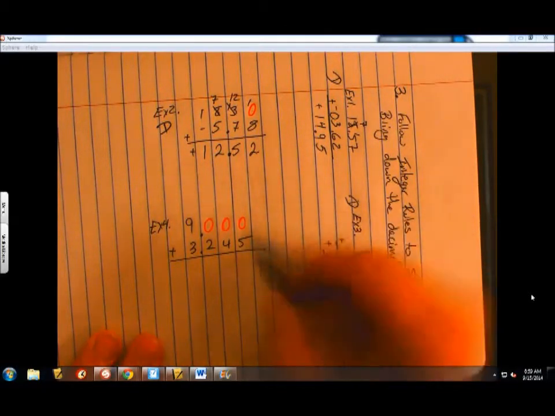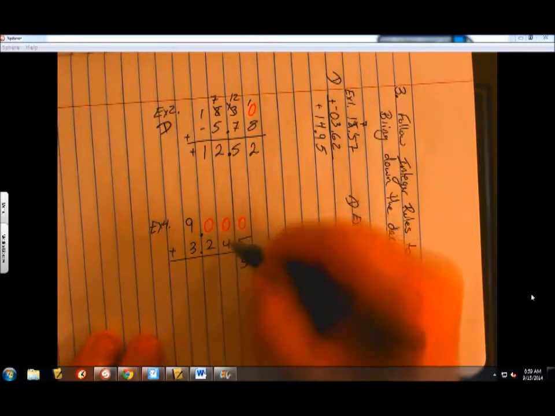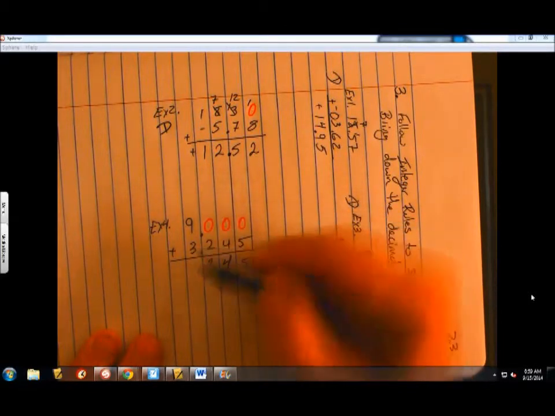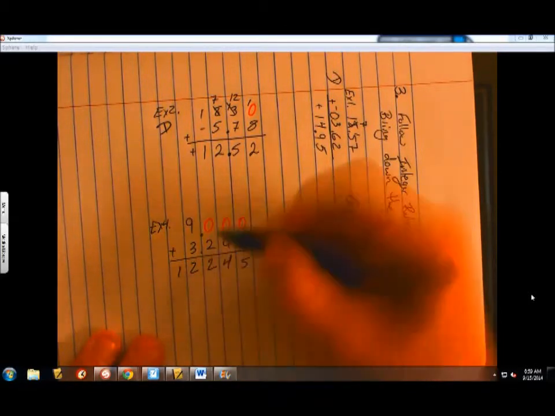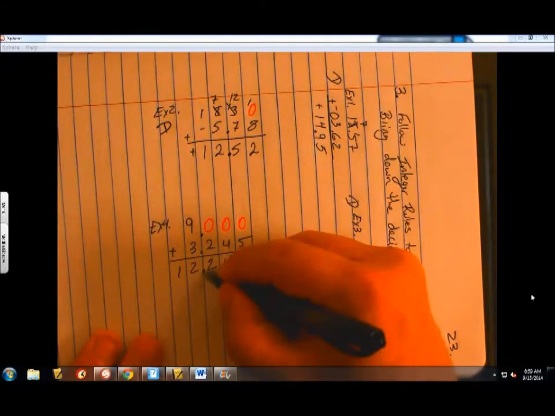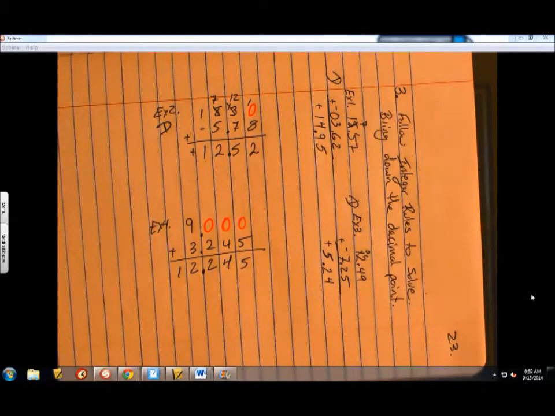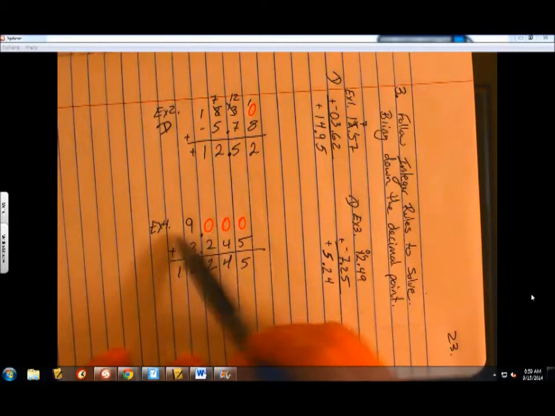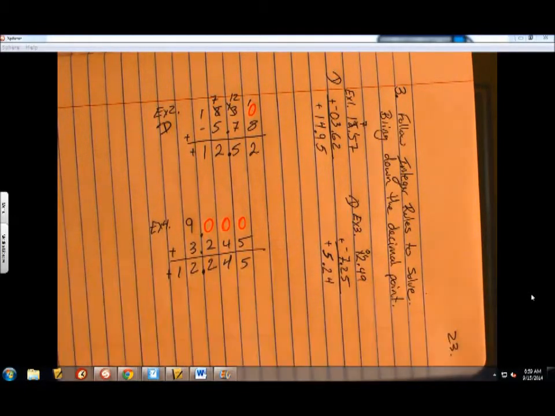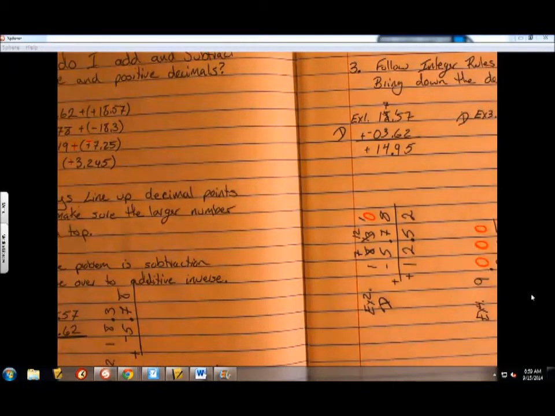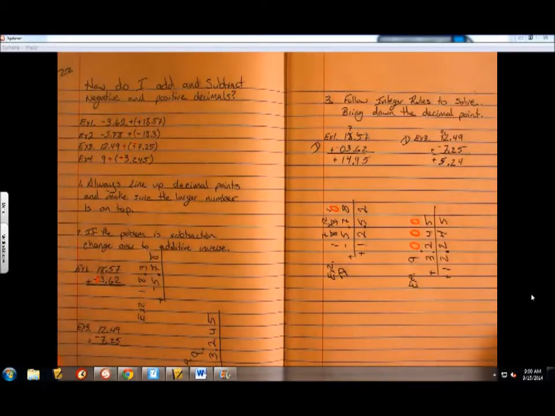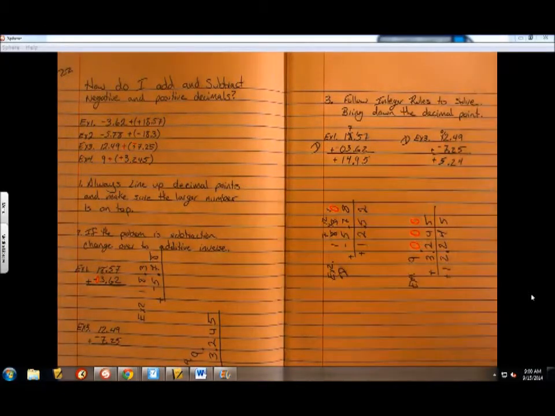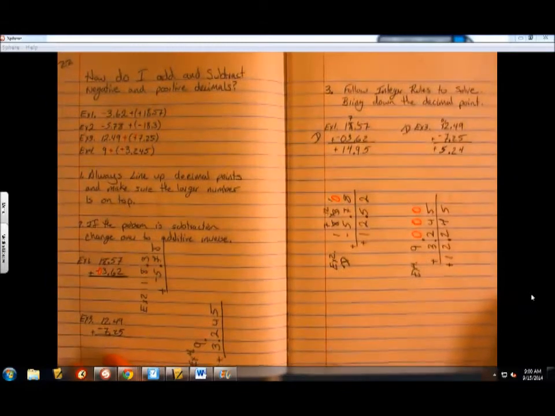0 plus 5 equals 5. 0 plus 4 equals 4. 0 plus 2 equals 2. And 9 plus 3 equals 12. Make sure to bring down that decimal point. Don't forget that this is a positive, so this is going to be a positive 12 and 245 thousandths. And that is your notes for addition and subtraction of negative and positive decimals.